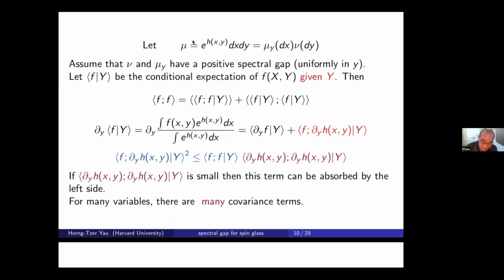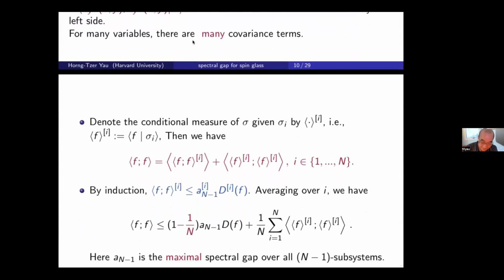But if your measure is not independent, then what you can do is write this one, by Schwarz, like this. And for two variables, it's not a big deal because you only have one such term. But if you imagine a large system with many variables, then there are so many of these covariance terms, and you can't really do anything about it. So that's why this is not useful by itself. It's not particularly useful. On the other hand, there's a way.